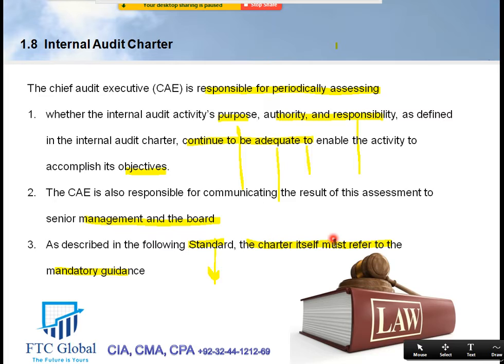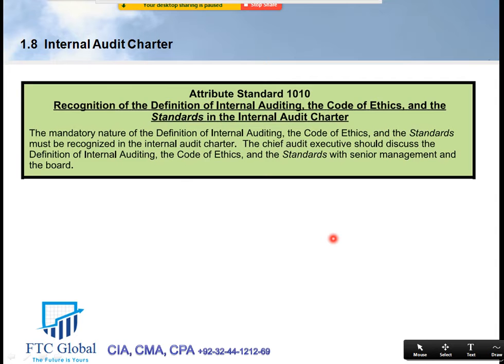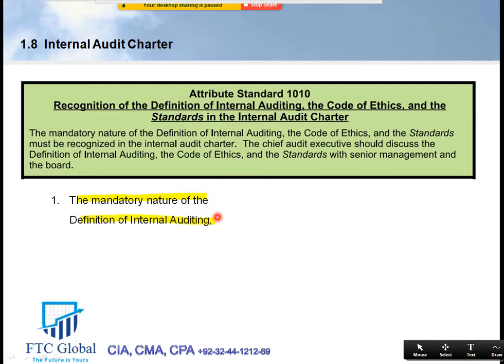Let us read it. Again, we have attribute standard 1010. We don't need to remember the number. What this tells you has been broken down into smaller parts. We know that everything we are studying is based upon the definition of internal auditing. That is the foundation. I'm sure you remember the figure I showed and explained a couple of days ago. The internal auditing definition is the foundation of your mandatory guidance. Then we have the code of ethics and then the standards.